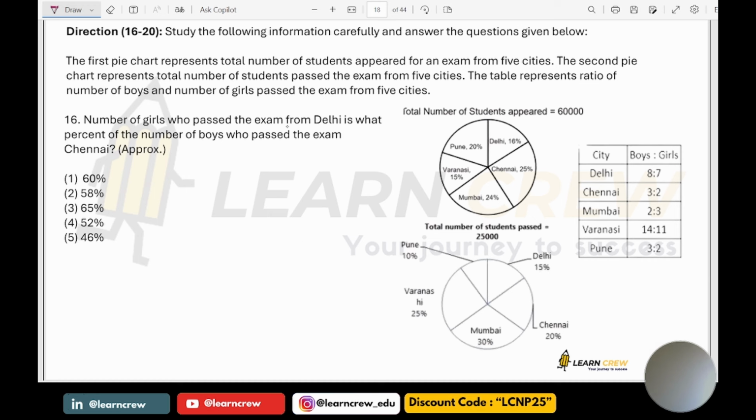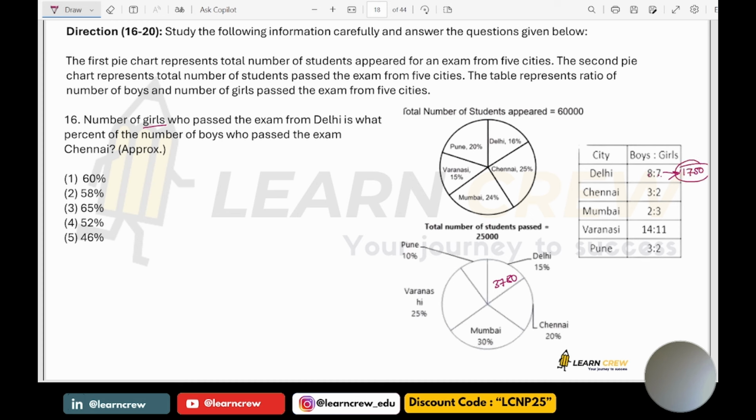Number of girls who passed the exam from Delhi. Number of students who passed from Delhi is 15% of 25,000, which is 3750. Is what percent of number of boys who passed in the exam from Chennai. The ratio of girls to boys from Delhi is 8 is to 7. 7 by 15 of 3750. Each part 250, 7 parts, 7 into 250, 1750. So this value would be 1750.